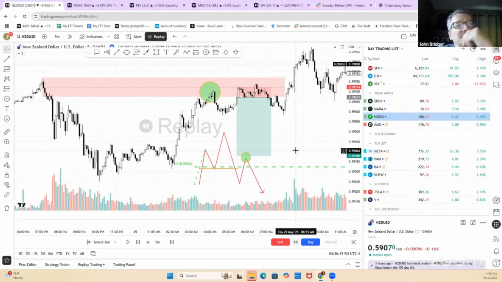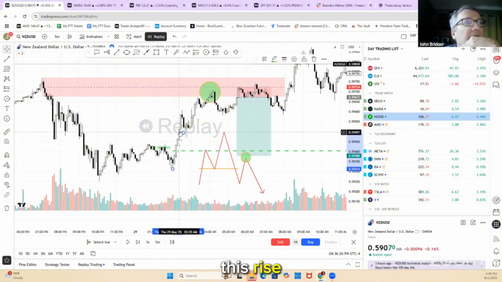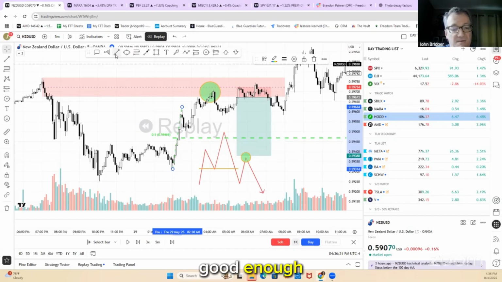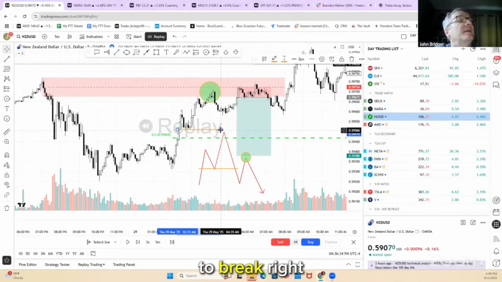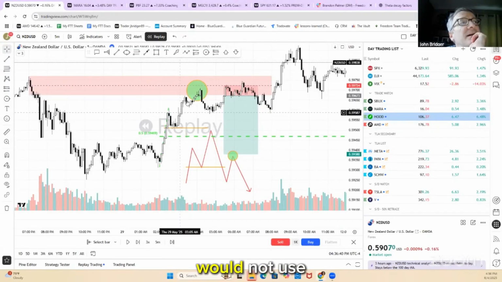So there's a couple ways when you don't get this clear low. In this case, if you look here, you had this rise and a retrace, but you never got a 50%. You can say, well, this is good enough. I'm going to look for this to break, right? Because there's some consolidation. It's kind of like a little shelf. I definitely would not use this one, right? Because this is where it first tapped supply and dropped.